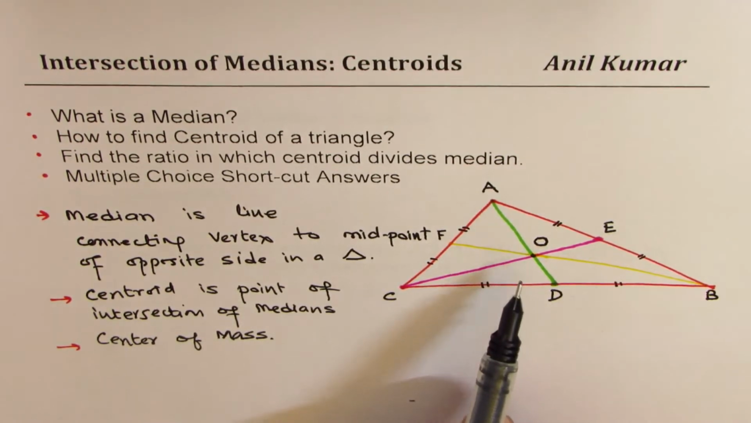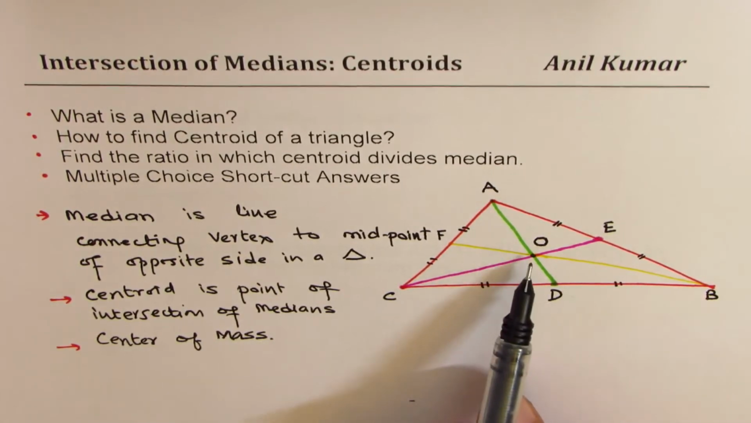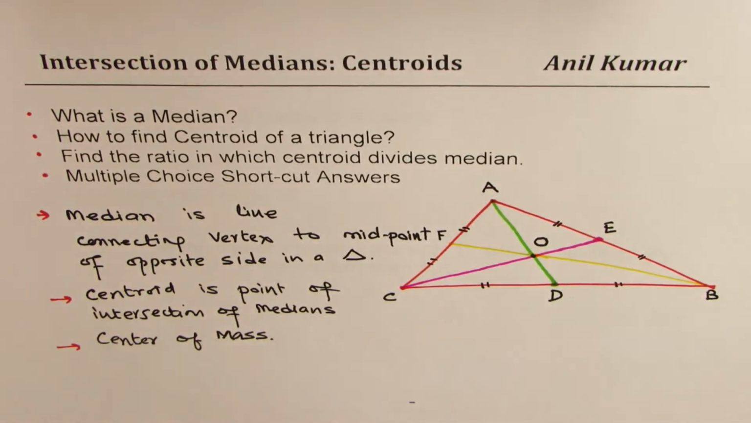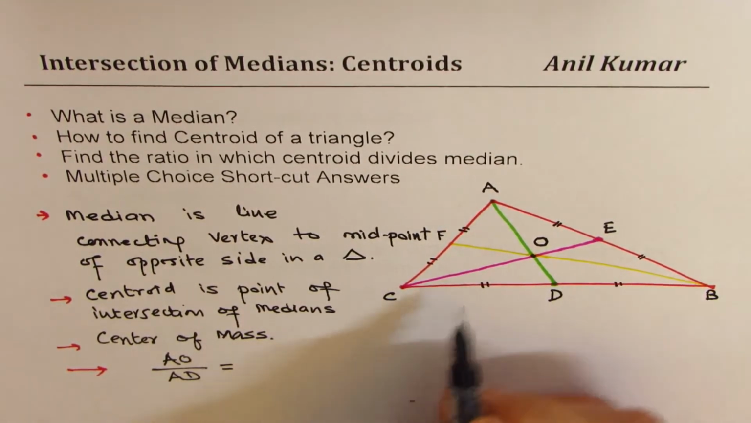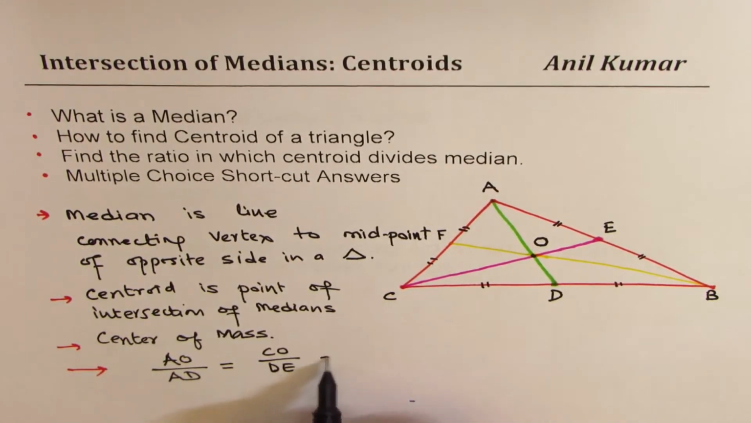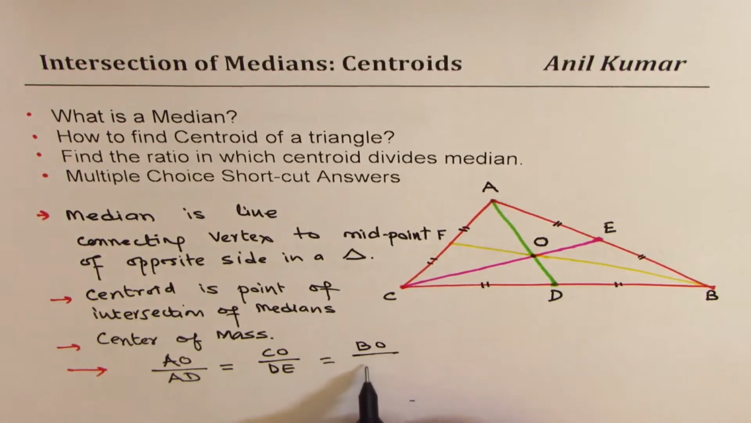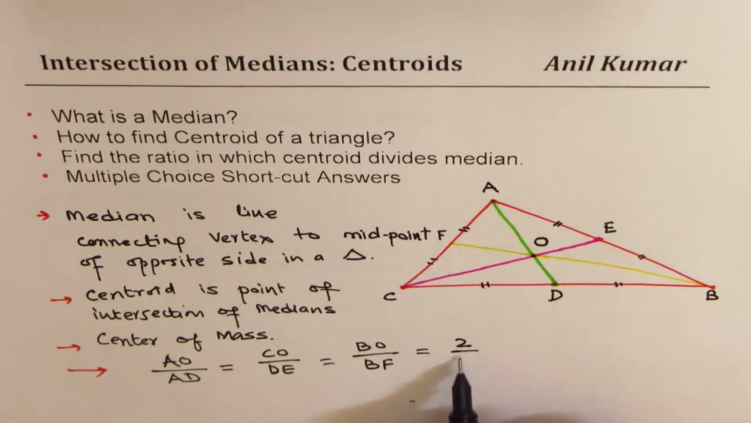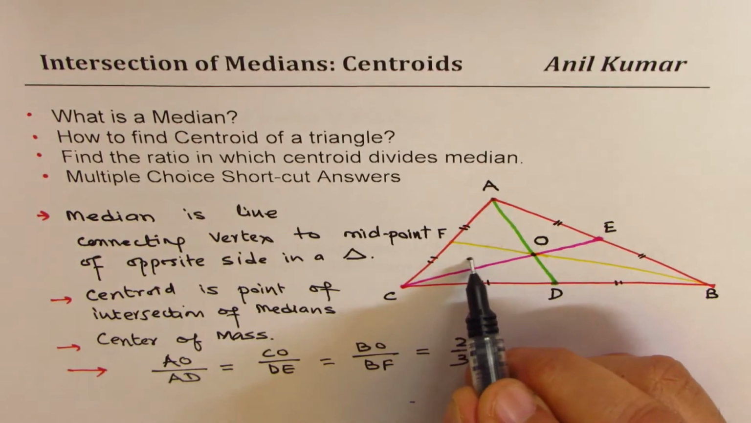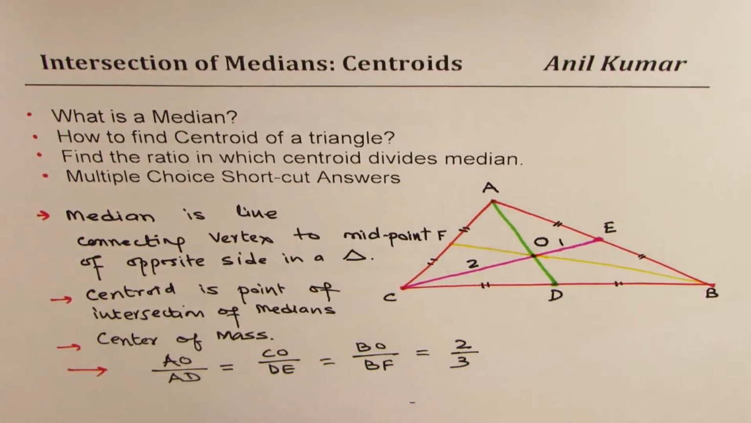So we can understand that the whole area of this may be acting at a point which is the center of mass or the centroid. So this is the basic concept about median. One more thing which is very important to understand here is that the center point O is in such a way that the ratio AO over AD is always equal to CO over CE, which equals BO over BF, and the ratio is always 2:3. Or you can say the side lengths will be in the ratio of 2:1, so the total is 3. You get the idea. Is it okay?